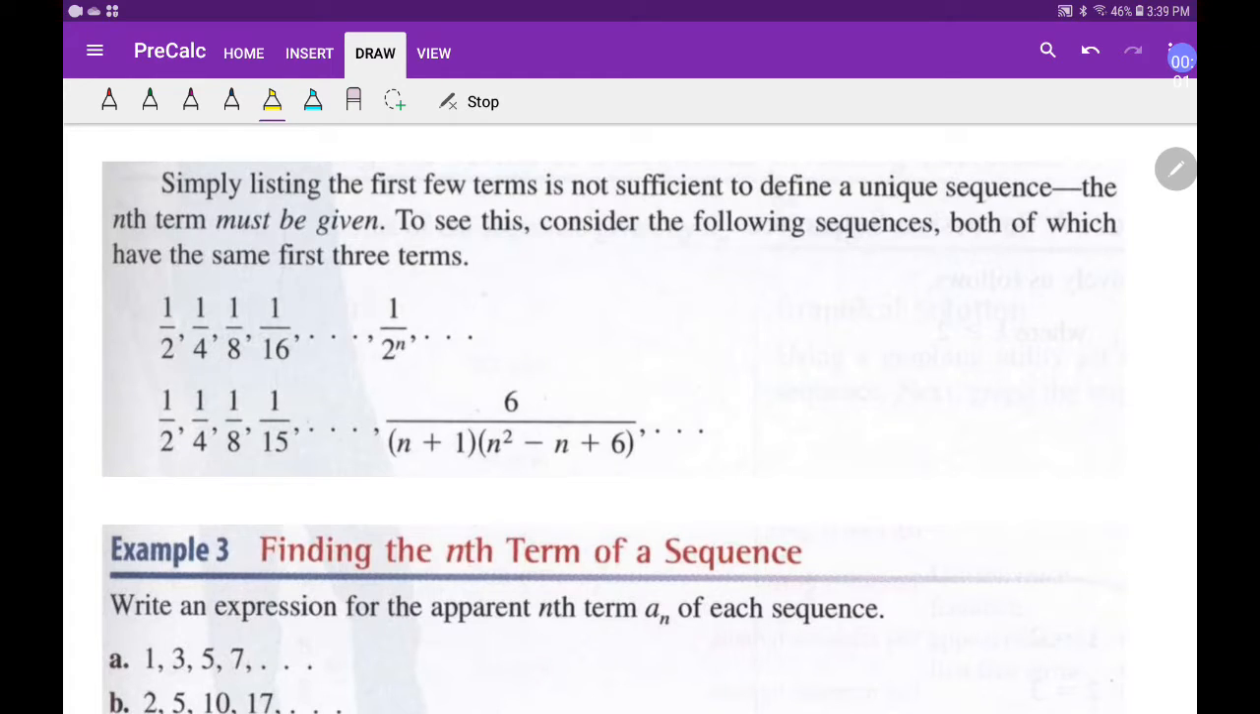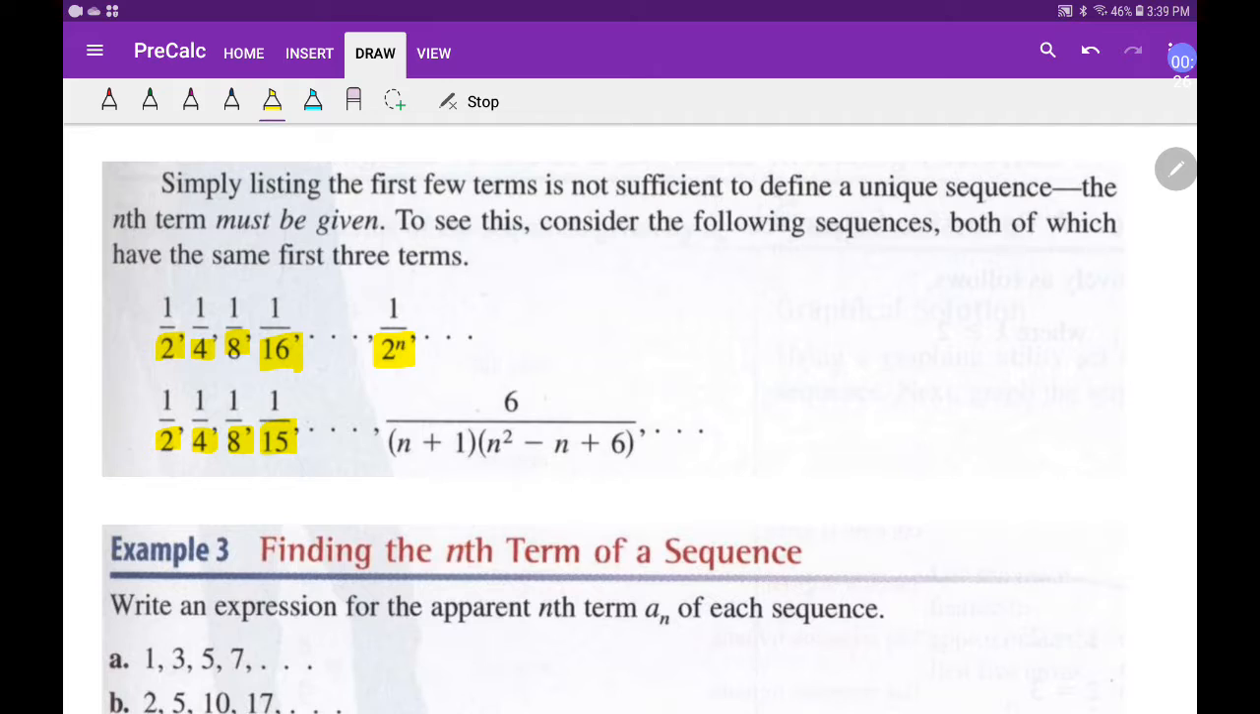Simply listing the first few terms is not sufficient to define a unique sequence. The nth term must be given. To see this, we look and say 2, 4, 8 looks the same as 2, 4, 8. These must have the same formula. No, they don't, because when you get to the fourth term, it changes. Okay, so this one's pretty simple.